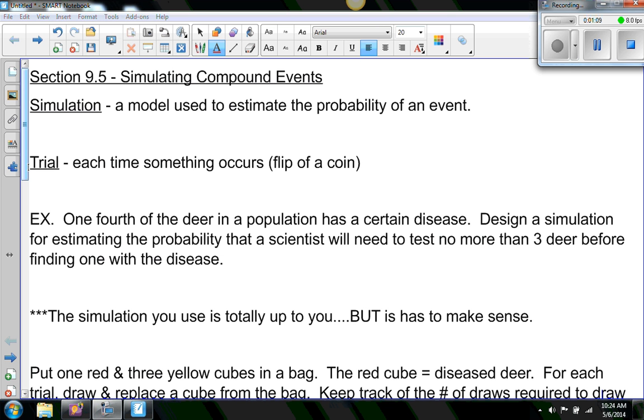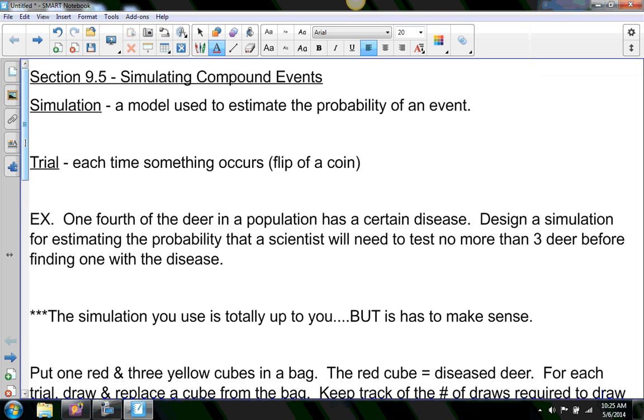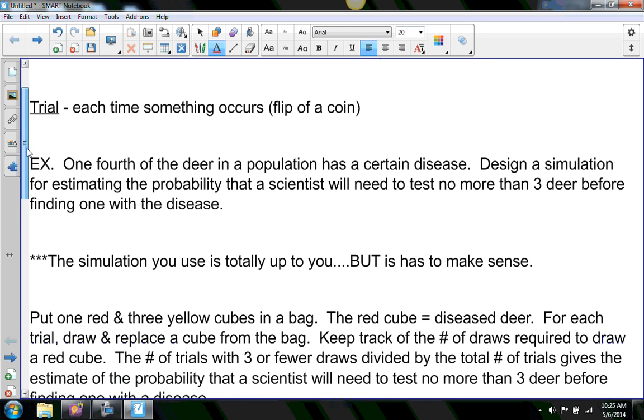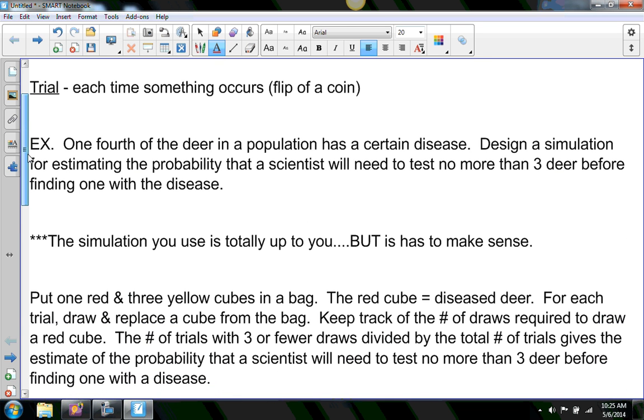So you can use whatever kind of simulation you want, but it has to make sense. Okay? You can't just say I'm going to flip a coin, and a coin wouldn't work in this situation because you're talking about no more than 3 deer. You could possibly use a coin if you did enough trials, but the one I have here, and this isn't the only answer that there could be, obviously, because you can come up with your own as long as it makes sense. Here's one that I have.